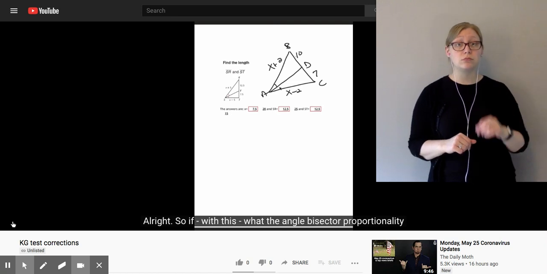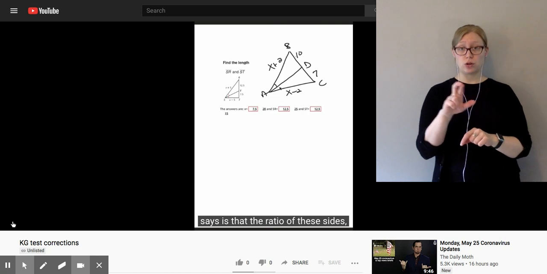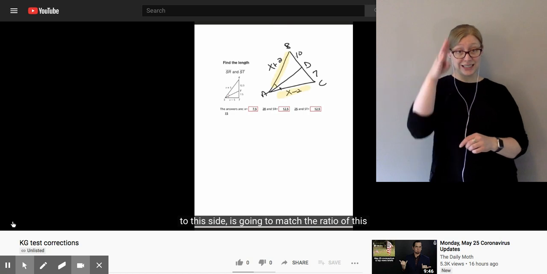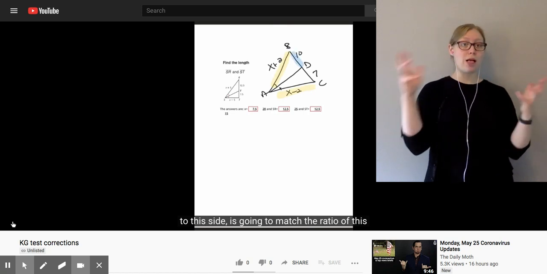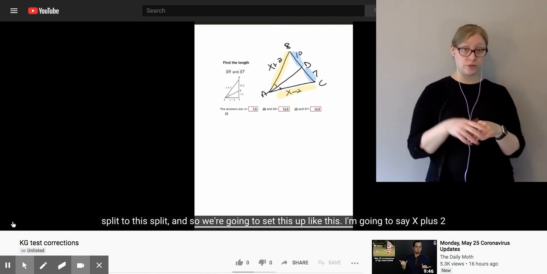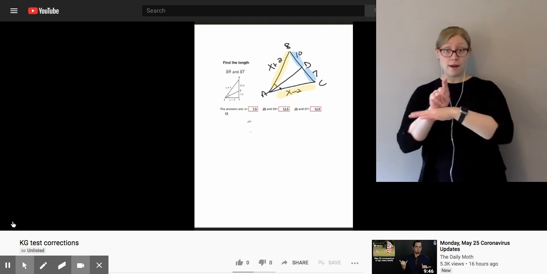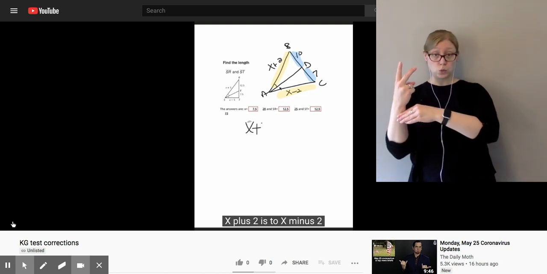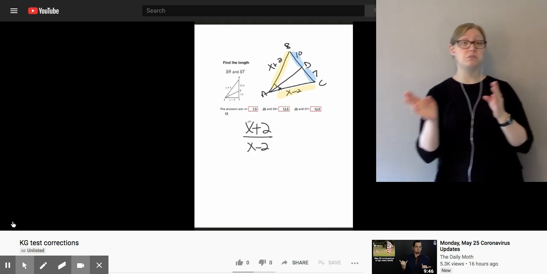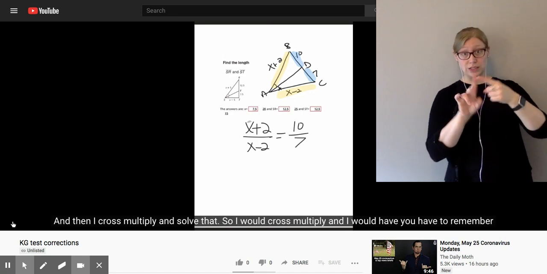All right. So what the angle bisector proportionality says is that the ratio of these sides, so this side to this side, is going to match the ratio of this split to this split. And so we're going to set this up like this. I'm going to say x plus 2 is to x minus 2 as 10 is to 7. And then I cross multiply and solve that.